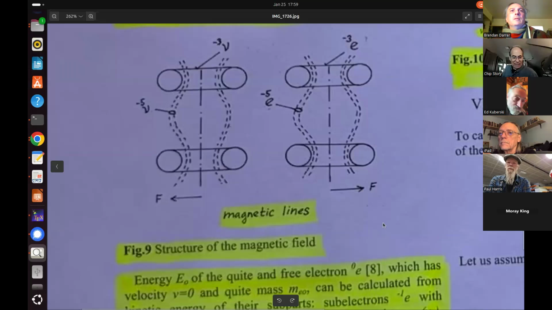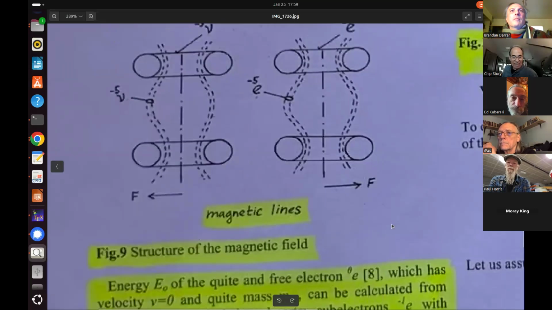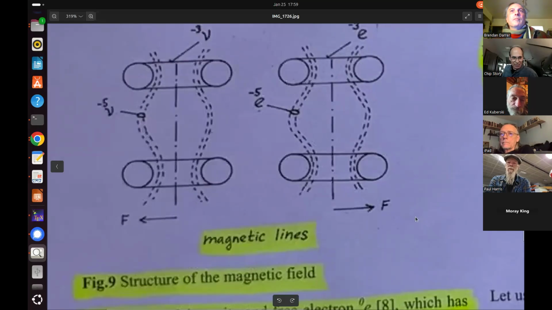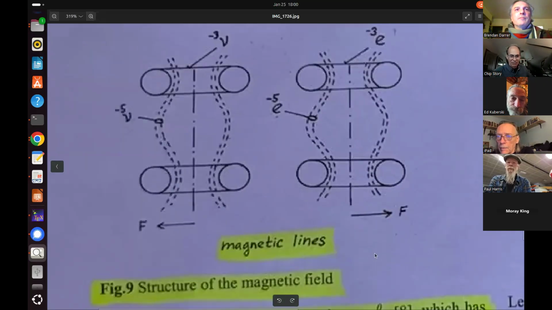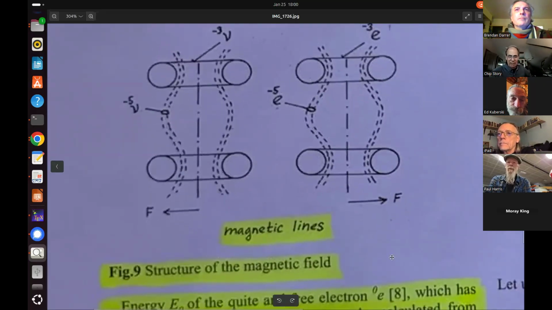All right, figure 9 is the structure of the magnetic field. Magnetic lines, again graded, balanced, with specific parameterization for the spin. That's an electron-positron pair, right? The left side is the positron. Yes, I'm looking at the symbol. With the balanced forces going in opposite directions.